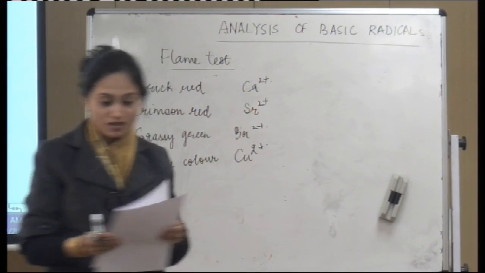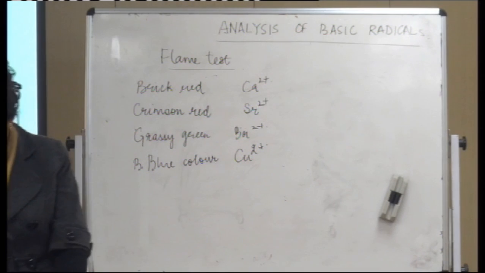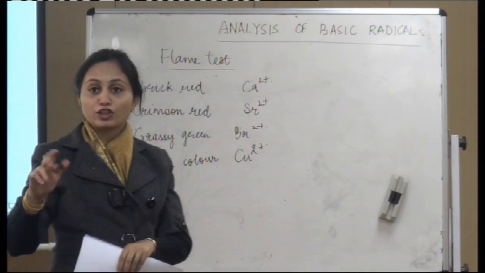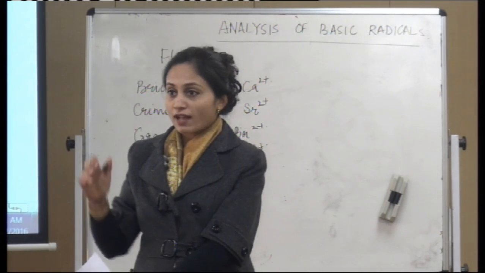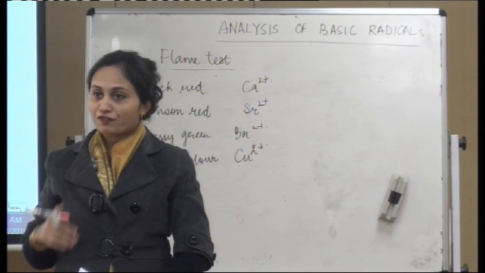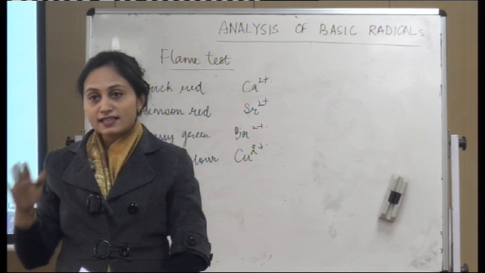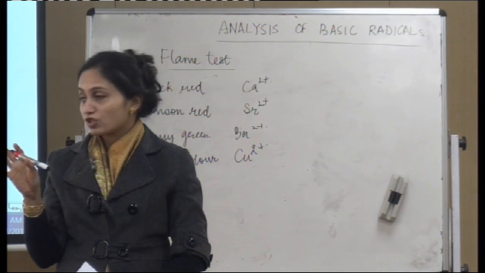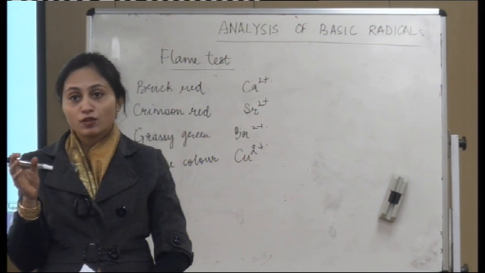Okay, now we start with the basic radicals directly. Remember that basic radicals are generally divided into 6 groups. You have group 1, 2, 3, 4, 5 and 6. Alright, in this there are some group reagents in general. Those group reagents also you must be familiar with, as you have performed.